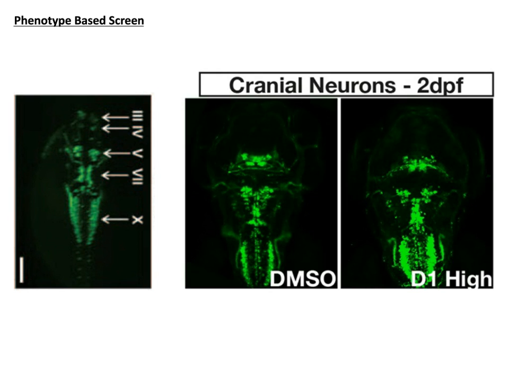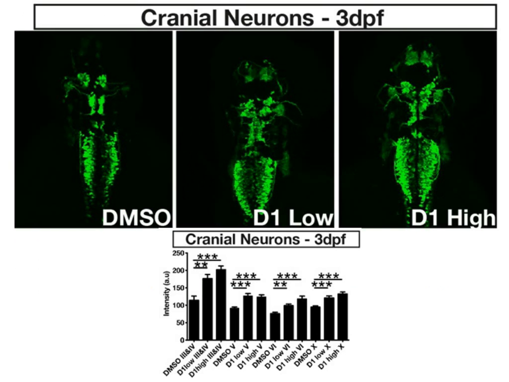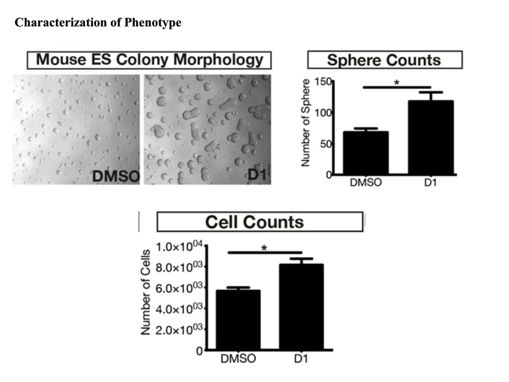in these fishes that were exposed. So we went back to our phenotype-based screen just to understand what is going on, and we used mouse embryonic stem cells as a model here. Exposure to D1 indeed produced larger colony size. So the number of colonies, shown as sphere counts, was higher. When we performed cell counts, we also saw an increase in cell count.